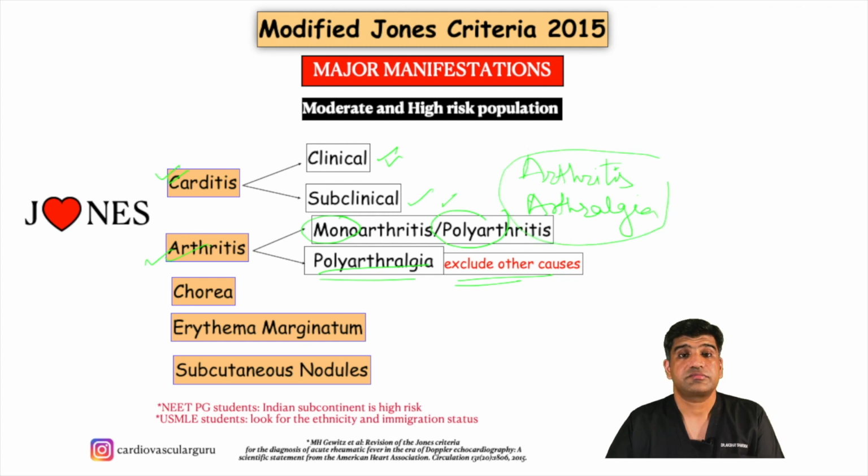Arthritis is objective evidence of joint involvement like tenderness, redness and swelling of the joint. Arthralgia simply means joint pain. So in high risk population, polyarthralgia is considered as a major criterion. There might not be objective evidence of joint involvement like redness, swelling, tenderness. Simply polyarthralgia in high risk patients, high risk population, will be considered as a major criterion. The other three are chorea, erythema marginatum and subcutaneous nodules.